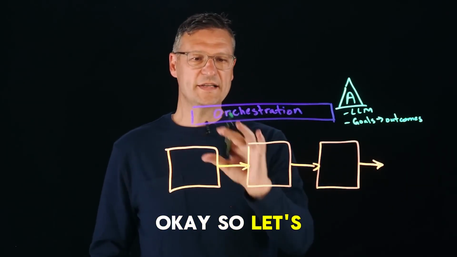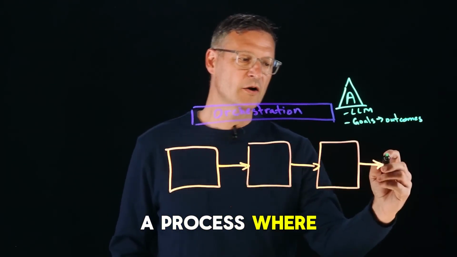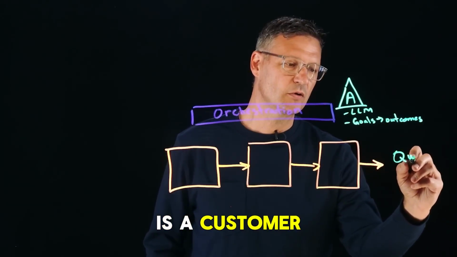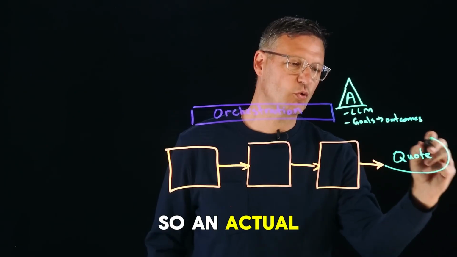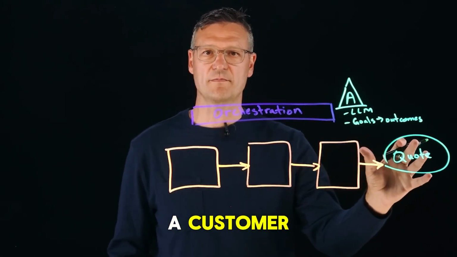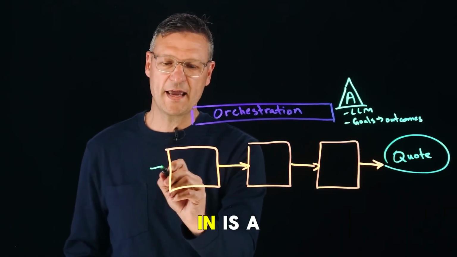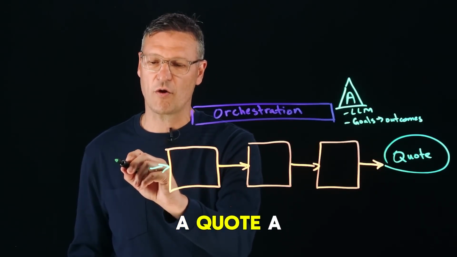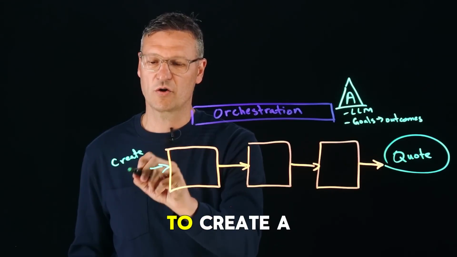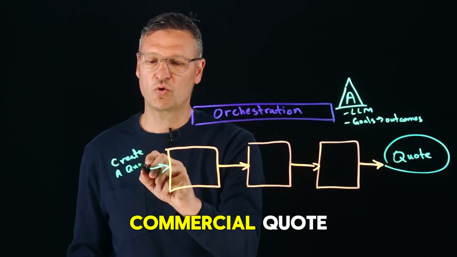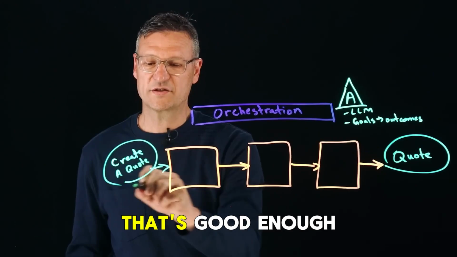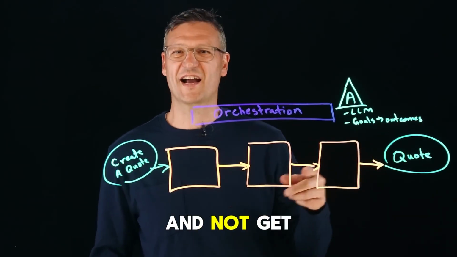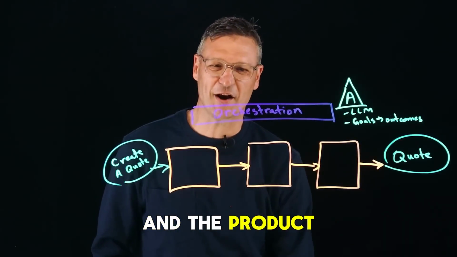Okay? So let's take an example of a process where the thing that we want out is a customer quote, so an actual quote that we can send to a customer. And the thing that we're putting in is a goal. Okay, and the goal is to create a quote. So we want to create a commercial quote that's good enough so that our sales team can send that quote out to a customer and not get us in trouble with all the finance people and the product people.